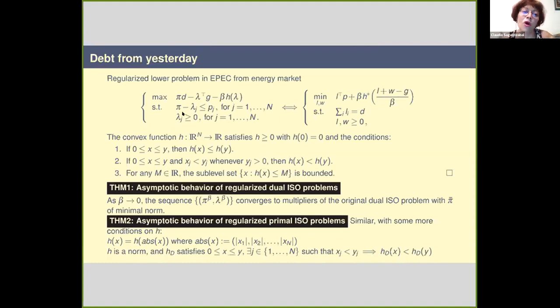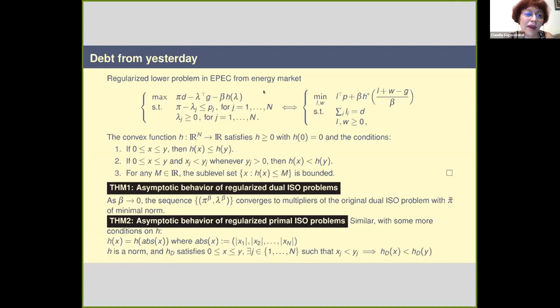So in order to discourage this type of rent out of nothing for the less efficient generators, we propose to penalize in the lower level with this function h. And yesterday I presented this function as the infinite norm. It can be any penalty, that was the question. It can be a convex function, non-negative, that is 0 at 0, and satisfies conditions that are typical for penalties.